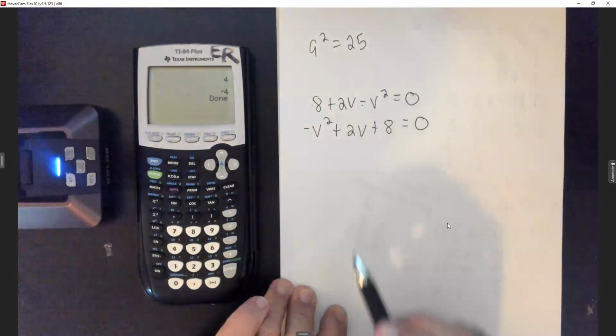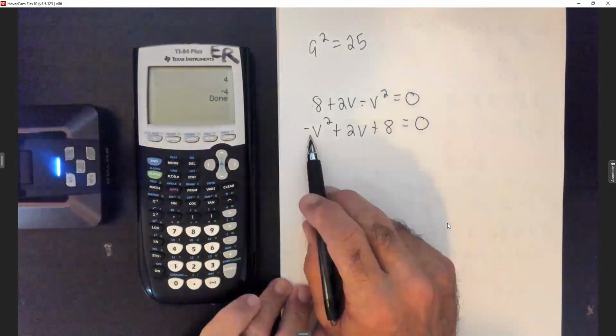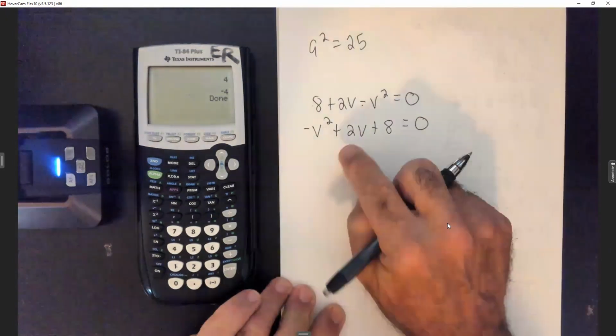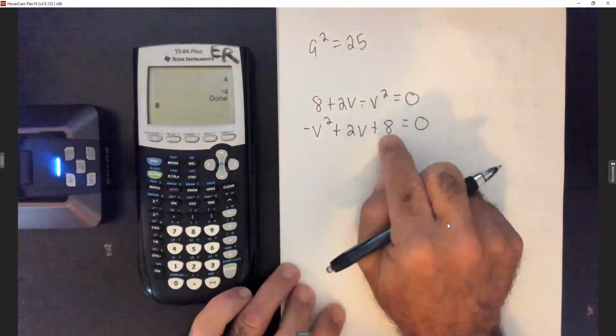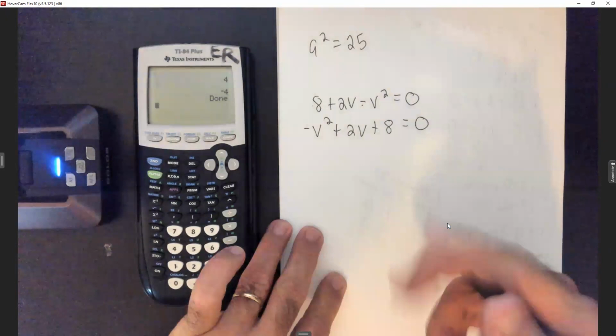Now, at this point, you could hit this with the quad. A would be -1. B would be 2. C would be 8. Enter, blah, blah, and you get to 2 answers.